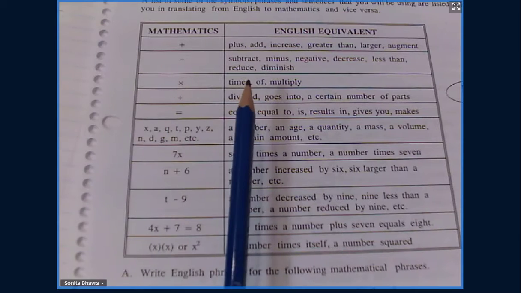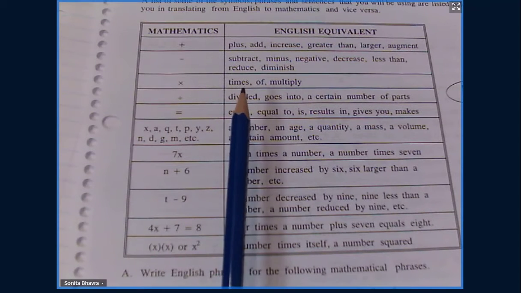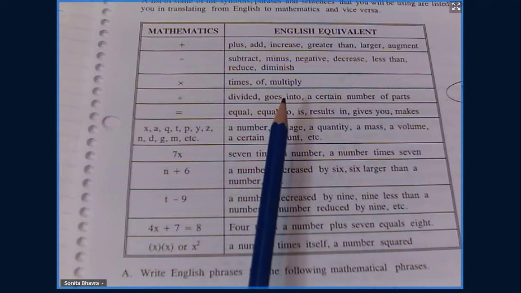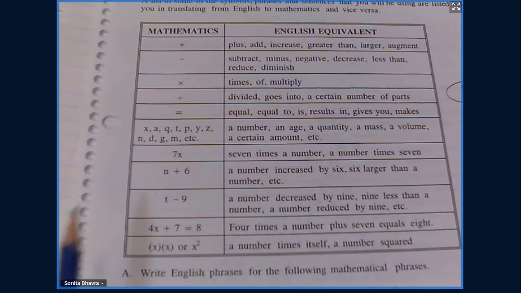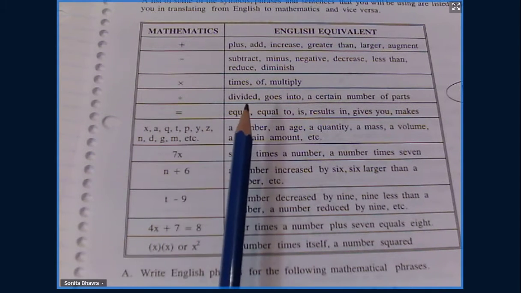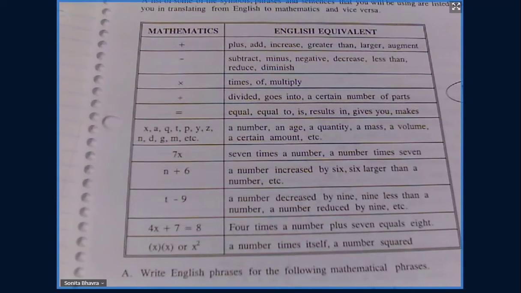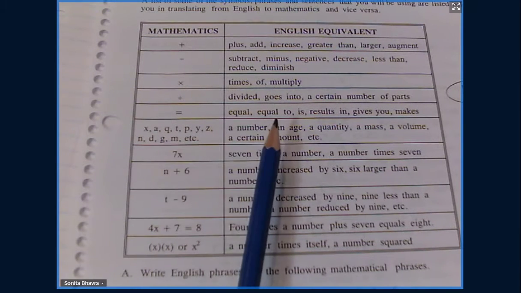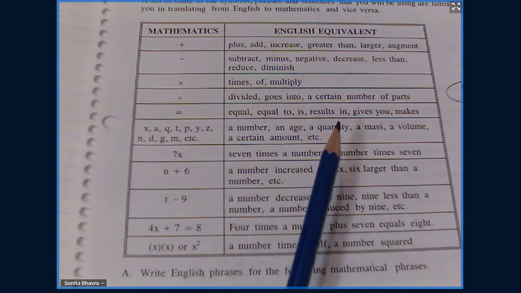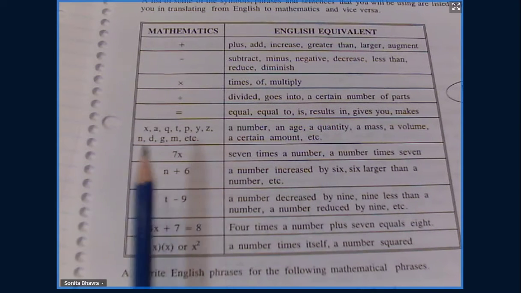Anytime we say the difference between, we're talking about subtraction. Multiplication, some words used for multiplication, so times, of, and multiply. We also know product. The product of means multiplication as well. The next one is division. Divided goes into a certain number of parts. Another word I could see as division is each. Anytime we see the word each, it usually means division. Equal sign, equal, equal to, is, results in, gives you, makes.